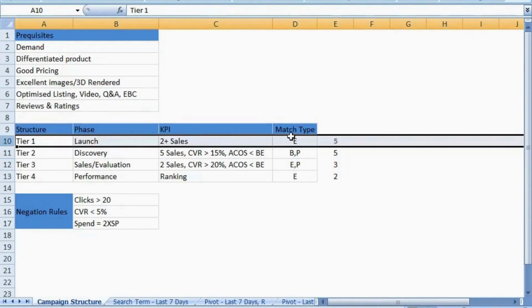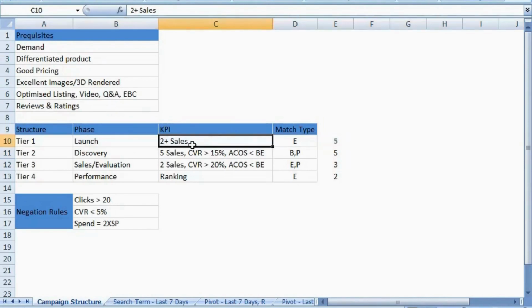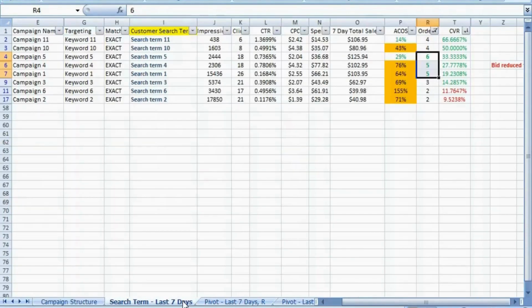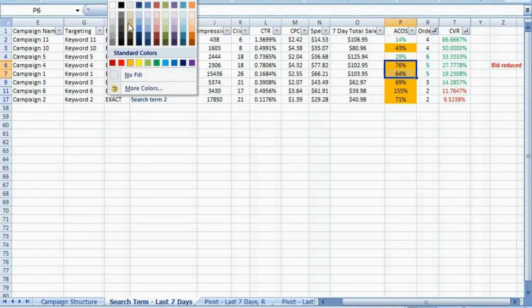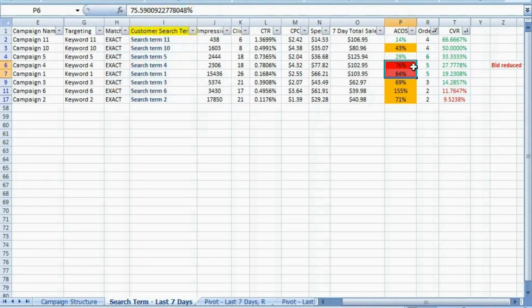In tier 1, what is your goal? While you are looking for keywords which have given you 2 plus sales, your goal is also to get at least 5 sales, at a good ACOS and a good conversion ratio. Now you see in these exact match campaigns, my CVR is good, I got 5 sales. Now the next thing that I want to check is how is my ACOS, right? You see in these two cases my ACOS is really high, right?